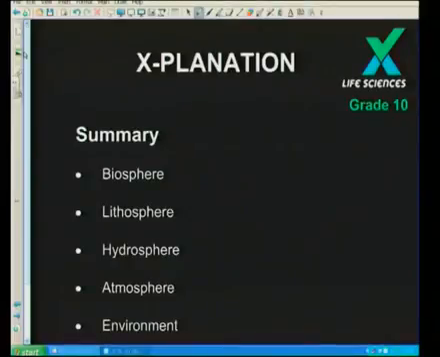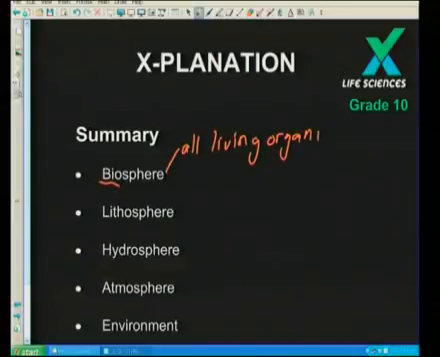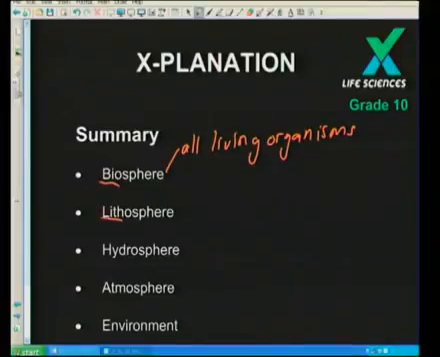Now remember, the word bio comes from the word living. So the biosphere now includes all living organisms that live on our planet Earth. Now, these living organisms cannot survive without the abiotic or the non-living part. Now, the abiotic or non-living part consists of the following: the lithosphere, the hydrosphere, and the atmosphere.